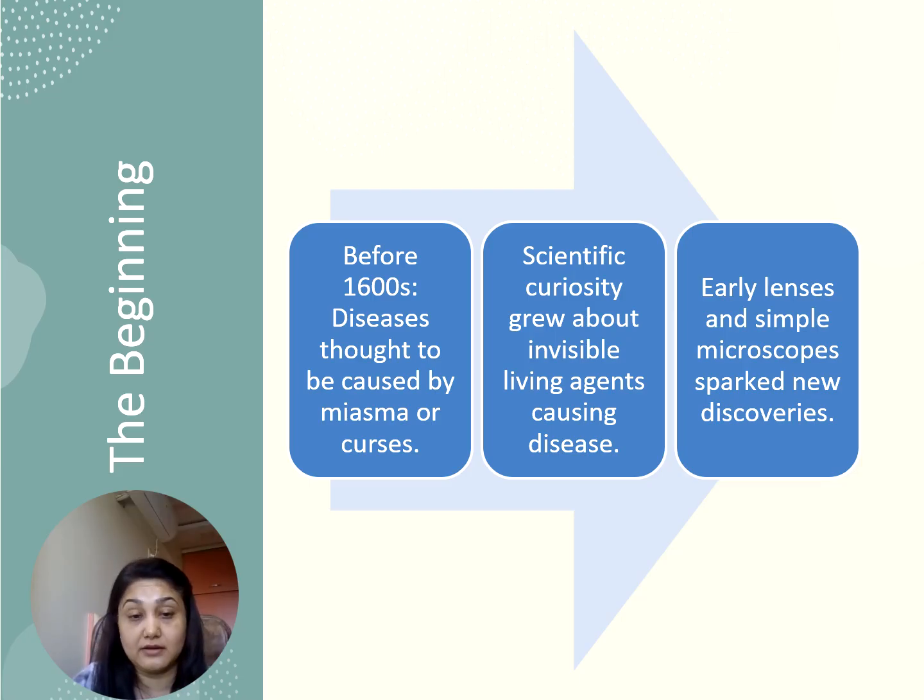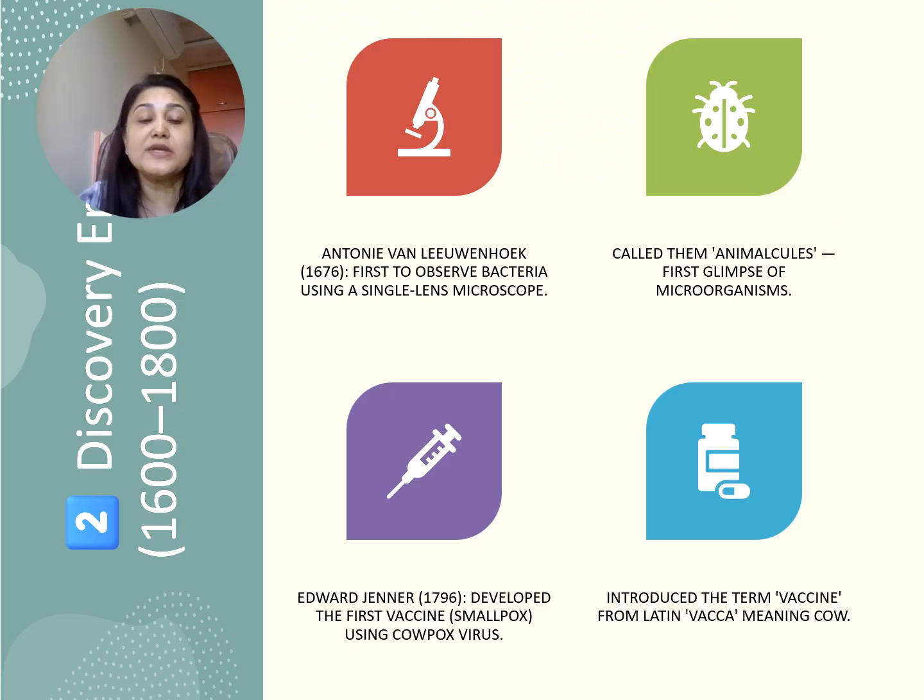In the beginning, before 1600, people thought that diseases were caused by a curse. After the curiosity of the scientists, it was identified that living agents are related to disease formation, and they were later detected by microscopes. In the 1600 to 1800 era, the first discovery was done by Sir Anthony van Leeuwenhoek. He observed microbes, that is bacteria, using a single hand microscope, and he called them animalcules. After that, Edward Jenner first developed a vaccine, the smallpox vaccine, prepared with the use of a cowpox virus. Later on, the term vaccine evolved.